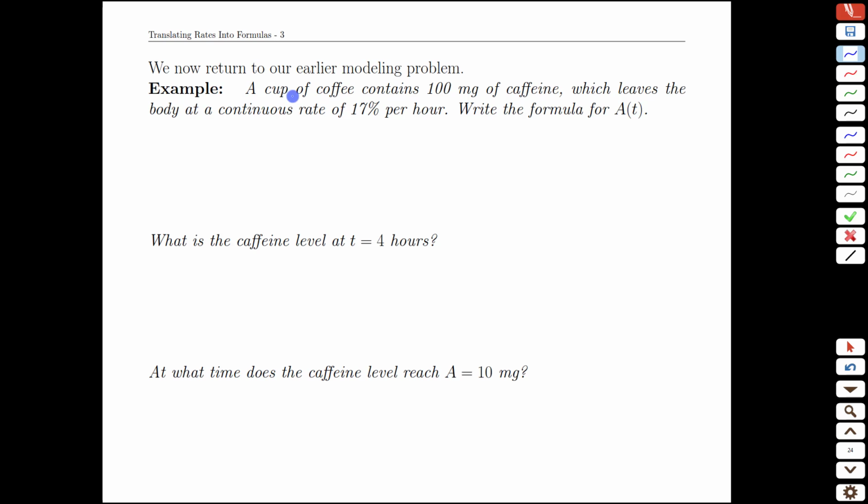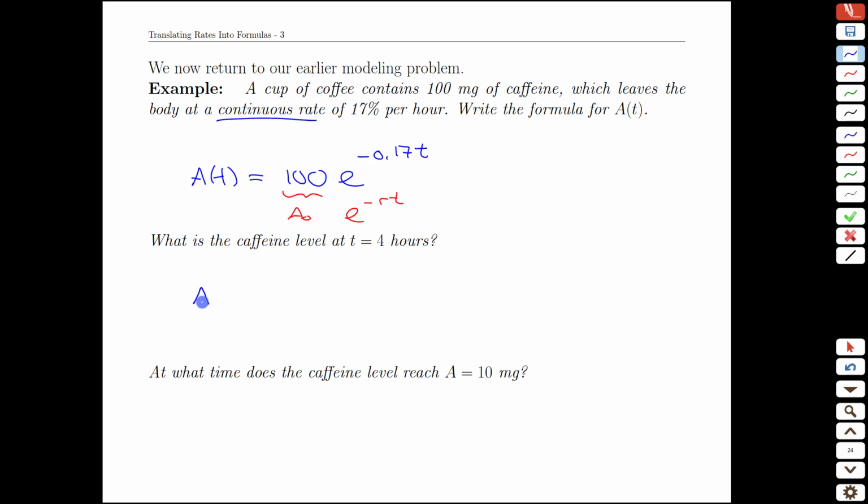With that theory behind us, we can now take a look at the formulas we were working on earlier. We have a cup of coffee which has 100 milligrams of caffeine, which leaves the body at, here's that phrase, a continuous rate of 17% per hour. As soon as we have that, we can now write down the model for our exponential. We have our initial amount, A naught, and we have e to the negative RT.